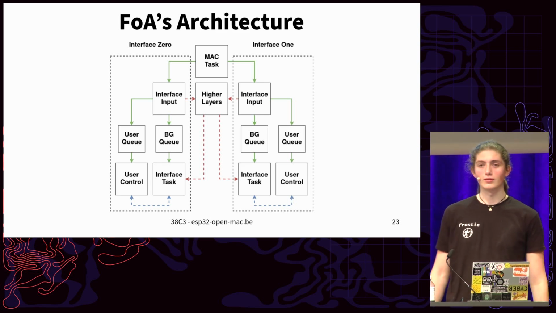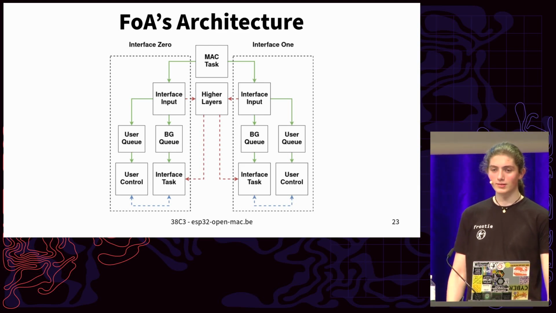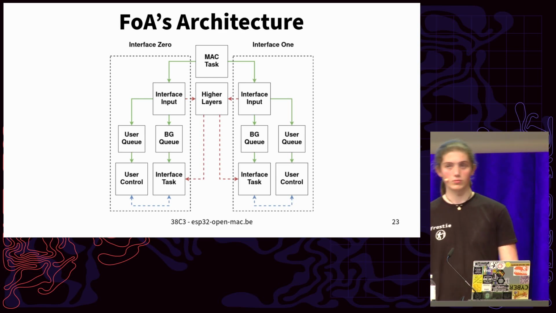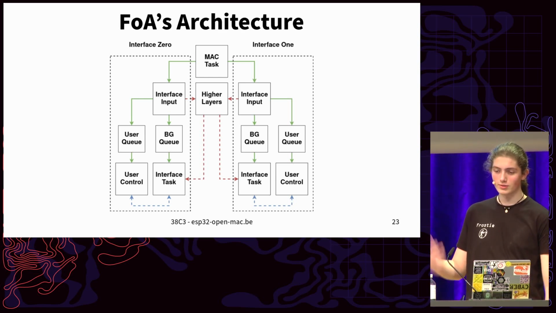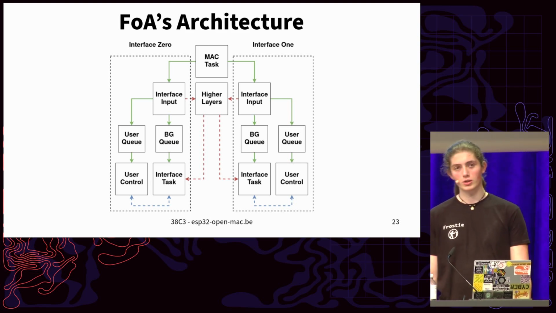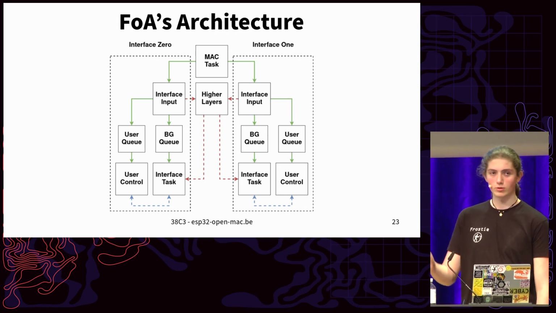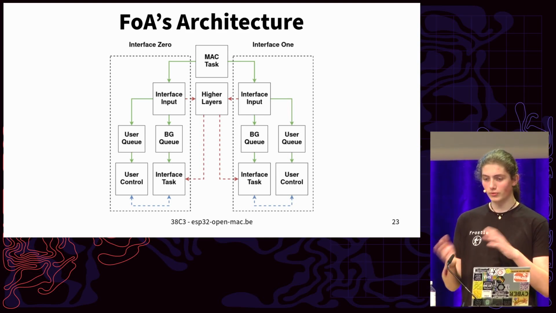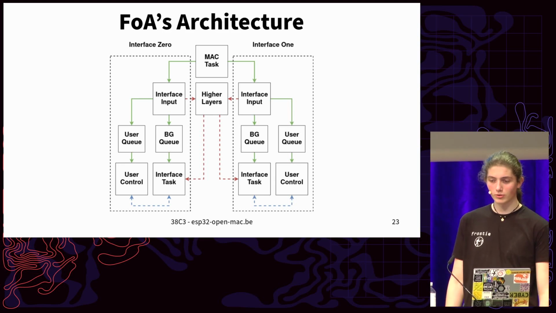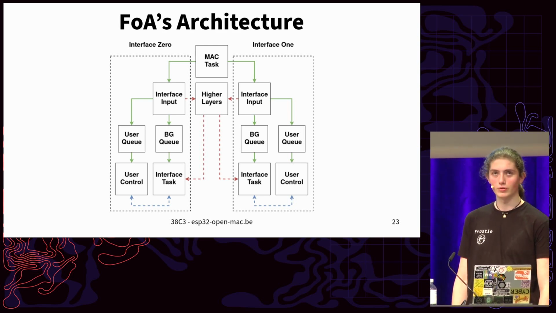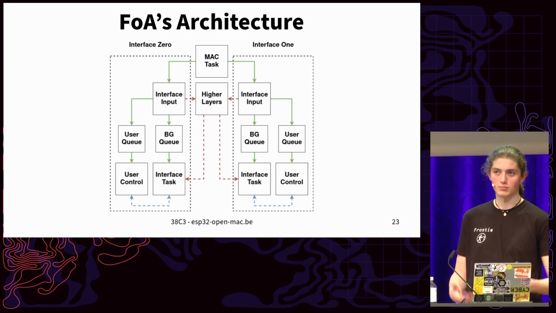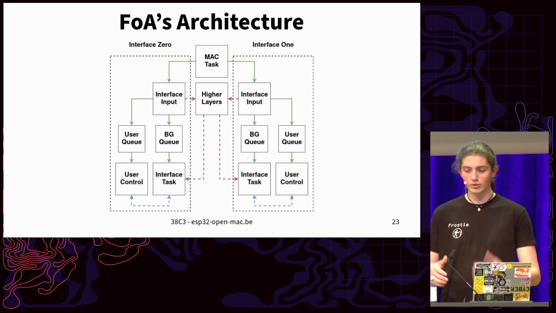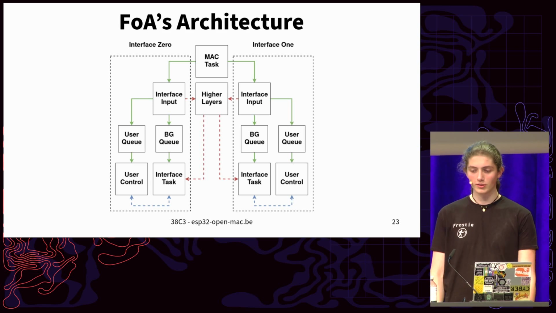And the interface input then takes a look at the frame again and says, is this a data frame for a network that I'm currently connected to? If so, we will just route it to higher layers, and that's where the story of that frame ends. If it's for a user operation, like the user said, connect to this network over there, then we route all the frames to the user queue, so that user control can process it. If it's something for background operations, so the background task said, hey, the RSSI of this network is bad, I will look for another access point from the same network which has better signal strength, then we'll put it into the background queue, and so it can be processed by the interface task.